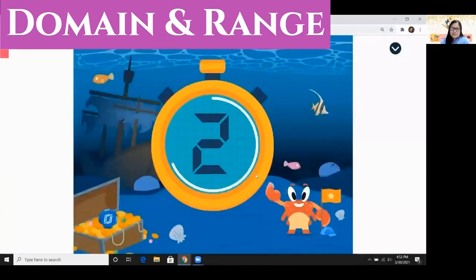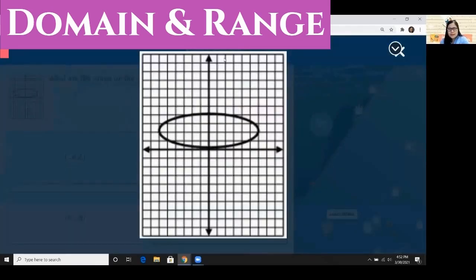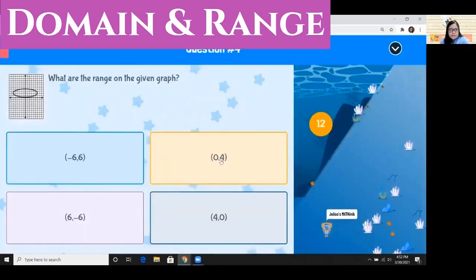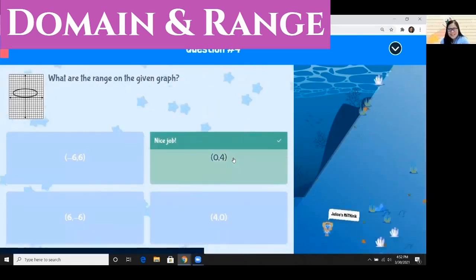Question number 4. What is the range on the graph? So they are asking us for the range. So therefore we need to focus on the y-axis. Y-axis from the origin to positive 4. 1, 2, 3, 4. So 0 to positive 4. There you go. Perfect. We got it right. Next question, please.